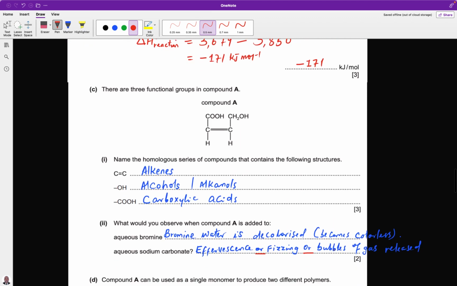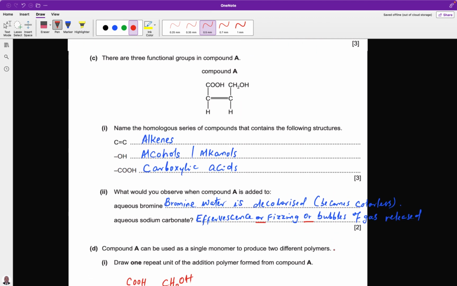Now, the C part of it: there are 3 functional groups in compound A. Of course, in compound A that we did the other time, there are 3 functional groups. This is compound A here. The first functional group is the alkene group, that is the double bond. The second functional group is the carboxylic acid, that is the COOH. Then the third functional group is the alcohol, that is the OH group. So there are 3 functional groups involved in it.